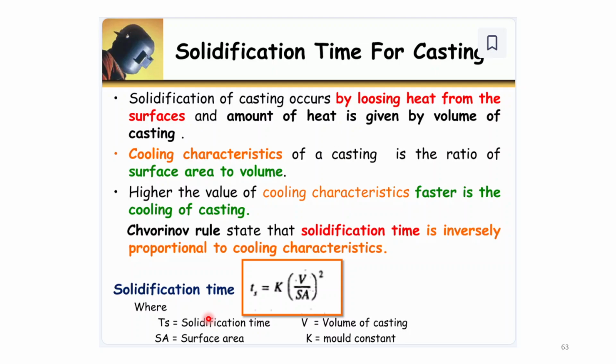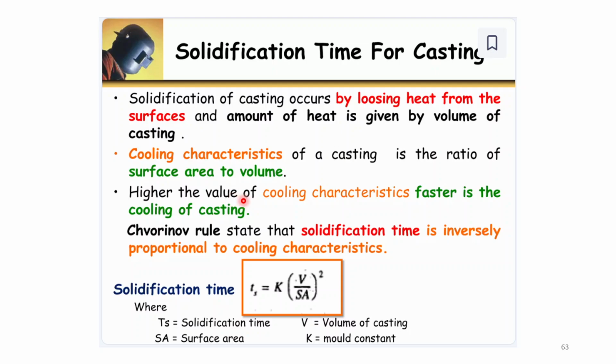Next is solidification time for casting. Solidification of casting occurs by losing heat from the surfaces, and the amount of heat is given by the volume of casting. So the cooling characteristic of a casting is the ratio of surface area to volume. We have studied the freezing ratio a lot of times. In the case of freezing ratio, you always divide the cooling characteristic of casting by the cooling characteristic of riser.